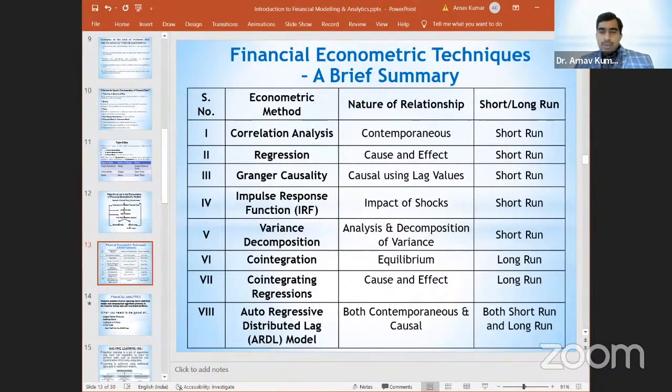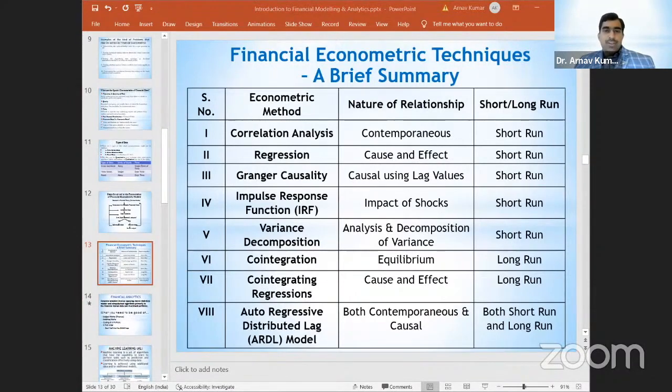ARDL model. So basically what we are looking to do is to check the lead-lag relationship. Because with financial and economic variables, some variables occur in advance and their impact is visible to us after one or two quarters. So for example, there is a big investment today, but the employment, output and economic outcomes of that will be visible after some time.